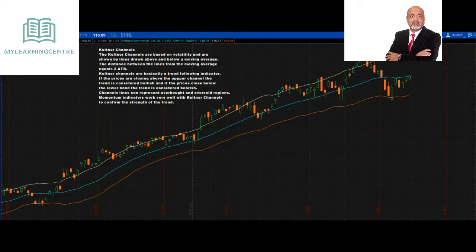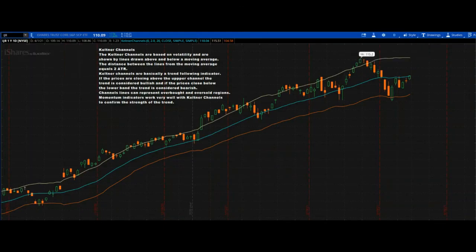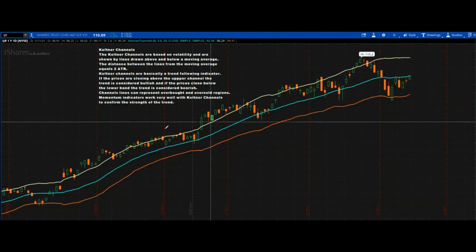Alright folks, let's talk about Keltner Channels. This is a 1-year daily chart of IJR, and I have plotted Keltner Channels on the price chart right here.